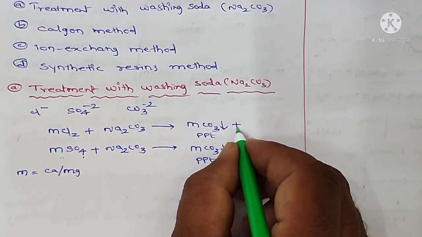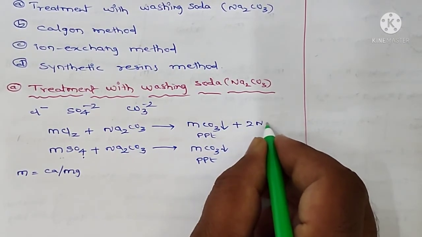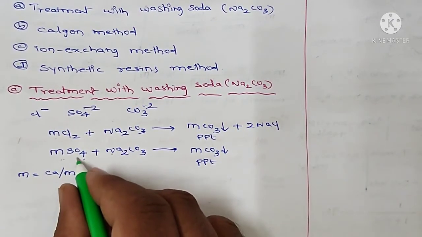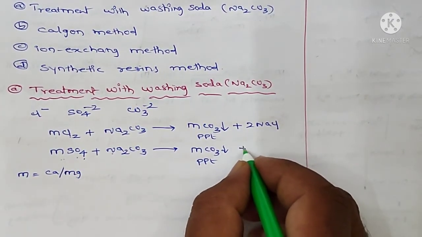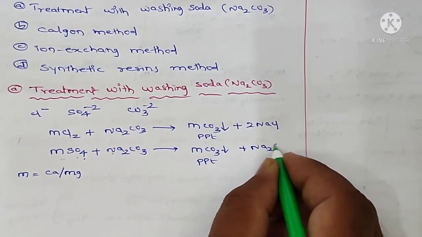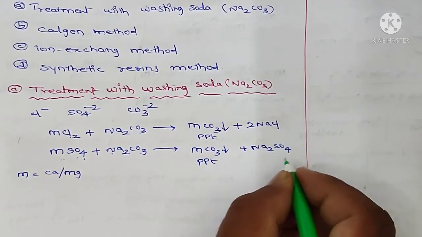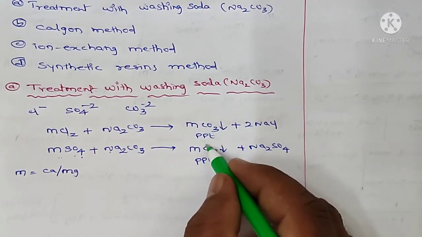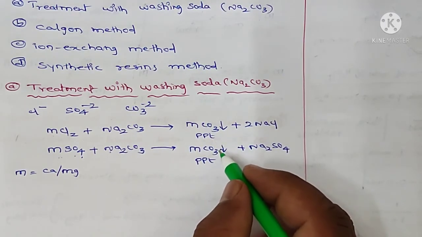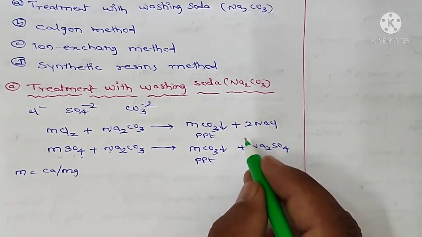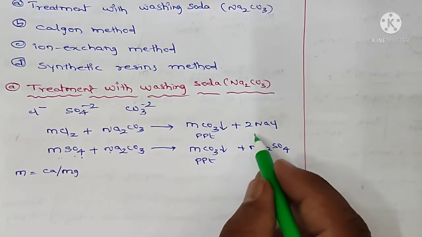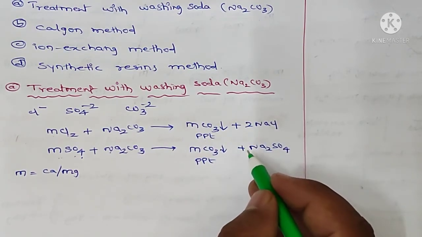And here plus 2NaCl, and here we'll get sodium sulfate, Na2SO4. Here we got PPT. So this PPT is removed by the filtration. Now in that water there is no magnesium and calcium ions. Now that water is called soft water.